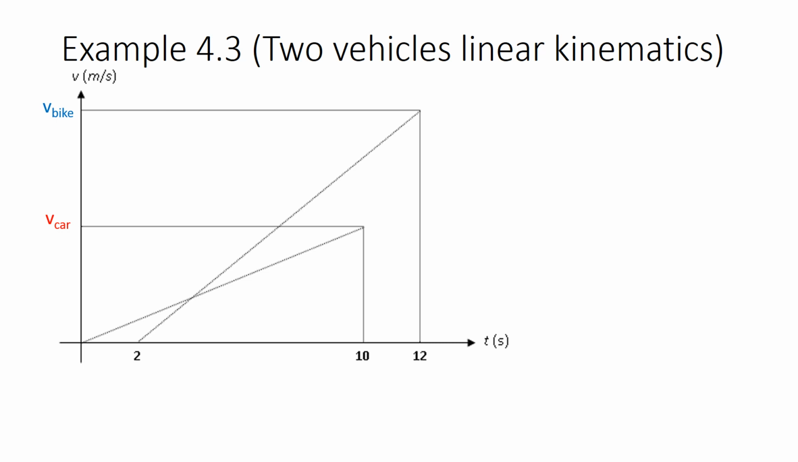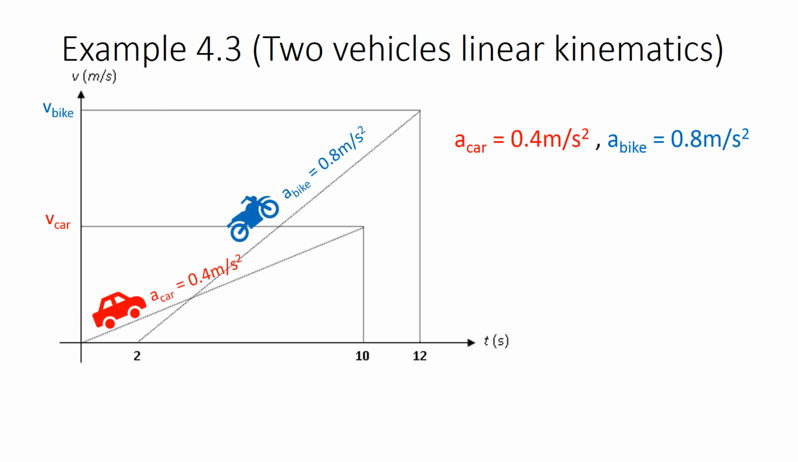So let's take a look at what other information is given in this problem. We know that the car has an acceleration of 0.4 meter per second square. For the bike, it is 0.8, double the acceleration of the car. So in order to sketch the VT graph of the car, we know that it starts from rest at time 0. Now, in order to plot a line, we need 2 points. So we got the first point for the car.